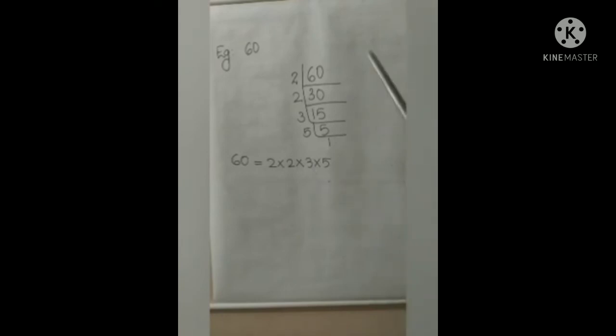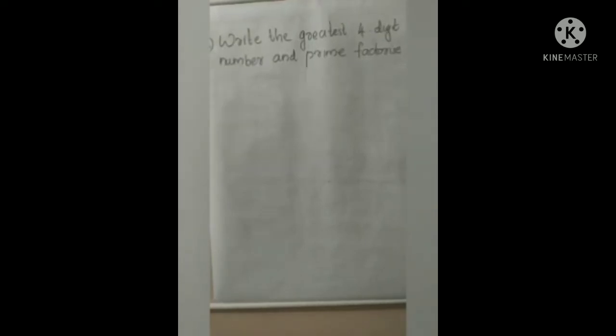So this is the long division method and the other one is the factor tree. Now, first example. Write the greatest 4-digit number and prime factorize it. Here they didn't specify which method, factor tree or long division method. But since it is the greatest 4-digit number, you know it is a larger number, so you don't know the multiplication table of that number. So in these cases, you can use the long division method.